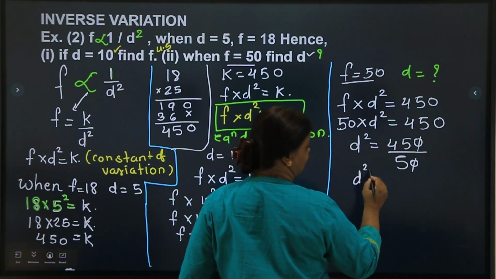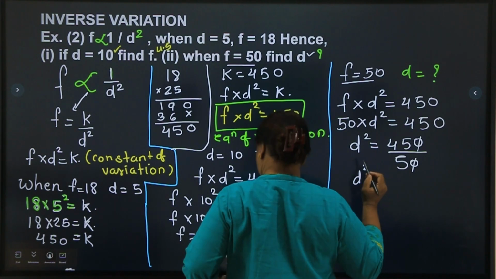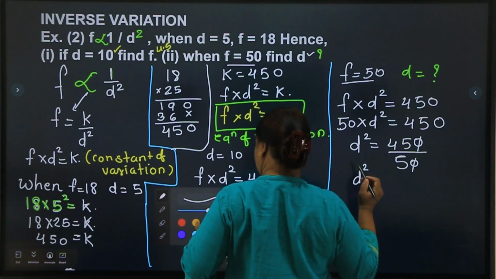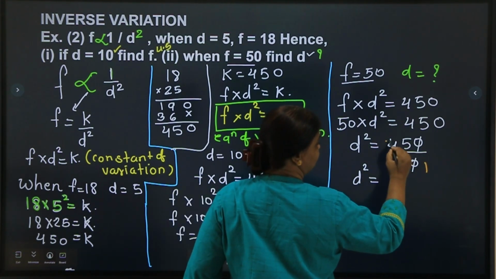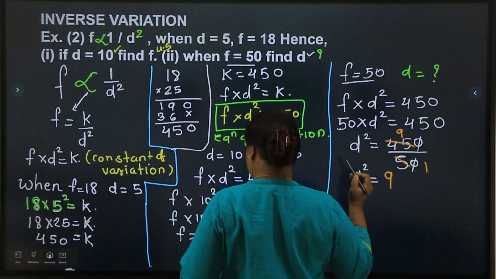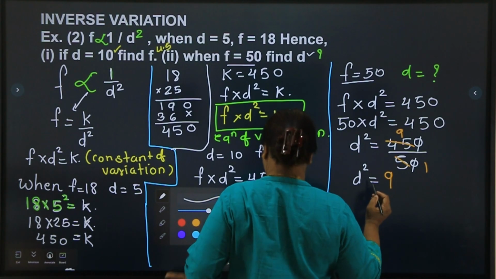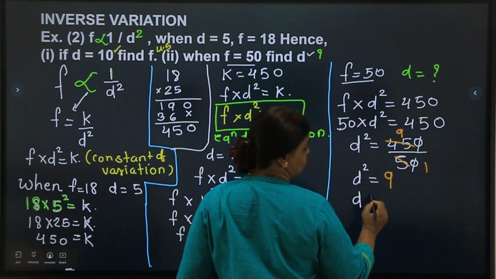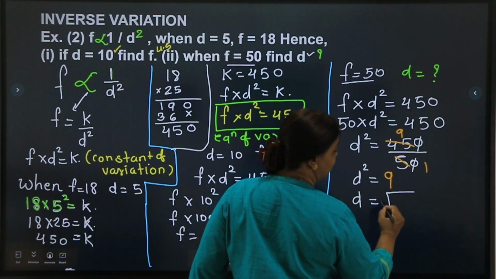So what is D square now? 5 nines are 45, so D square is equal to 9. So D is equal to under root 9.